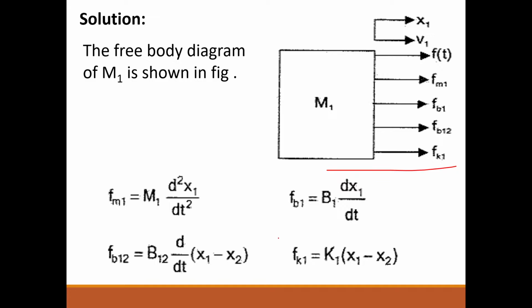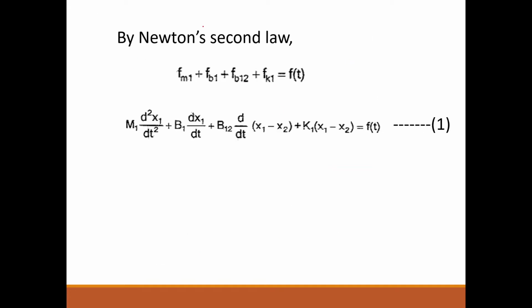Okay then. Now if you have drawn the free body diagram, write down the Newton's second law force balance equation. Applied force F of t is equal to Fm1 plus Fb1 plus Fb12 plus Fk1. These are the opposing forces, and this is the applied force at mass 1. So replace Fm1 by m1 into d square x1 by dt square, Fb1 by b1 into dx1 by dt, Fb12 by b12 d by dt of x1 minus x2, and Fk1 by k1 into x1 minus x2.